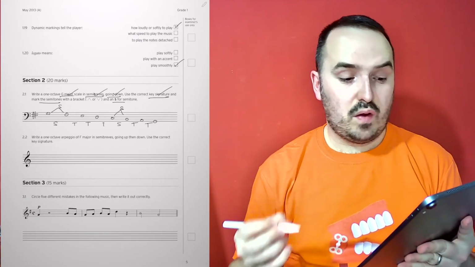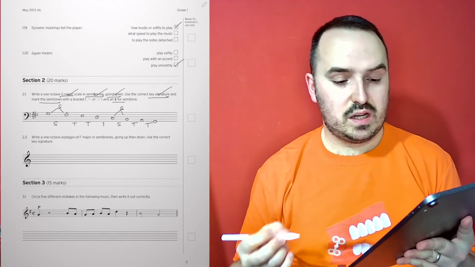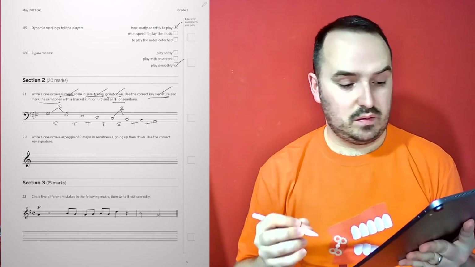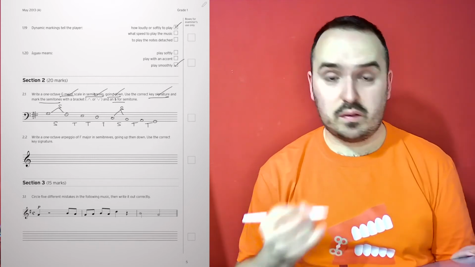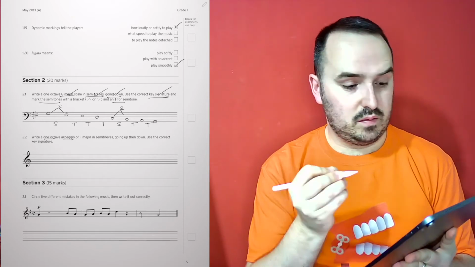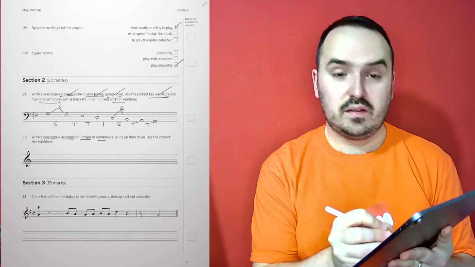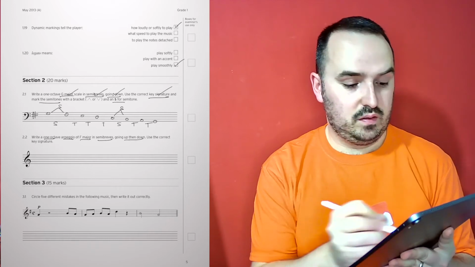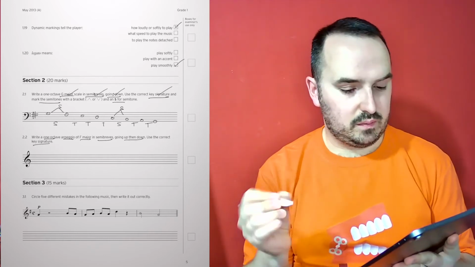Number 2, write a 1 octave arpeggio of F major in semibreves going up then down. Use correct key signature. Okay, so same sort of thing again. We've got a 1 octave arpeggio this time, not a scale. F major, semibreves again, up then down, and a key signature. Brilliant. Okay, so let's do the same thing.